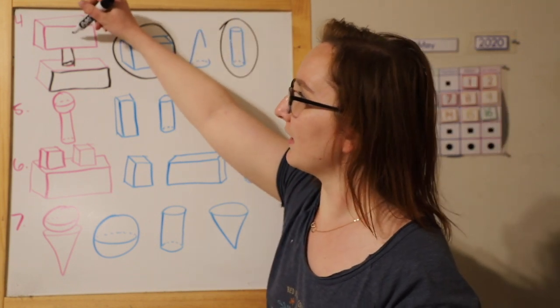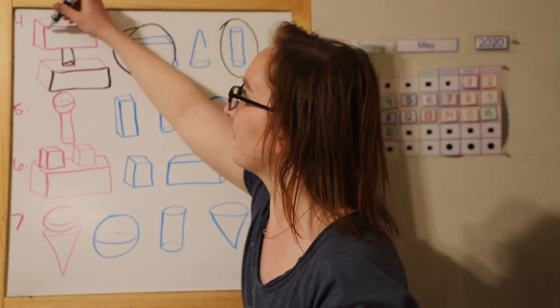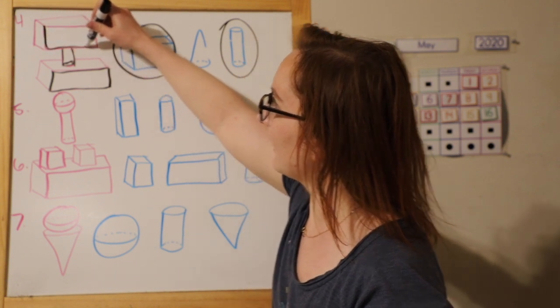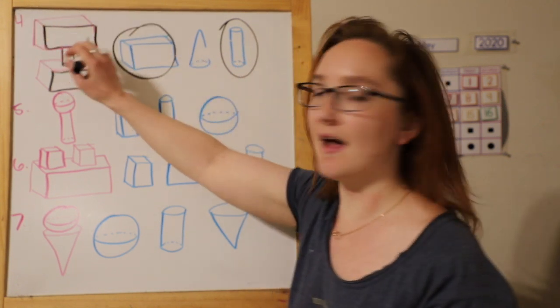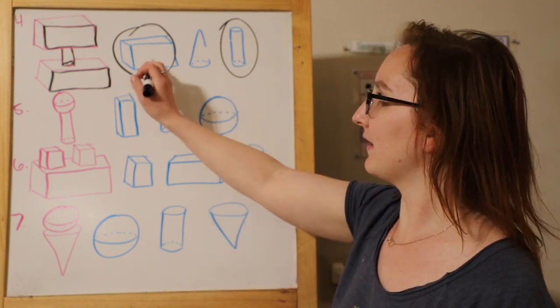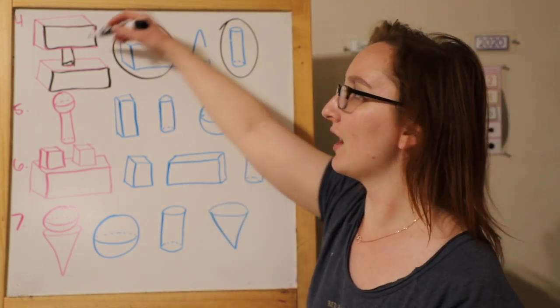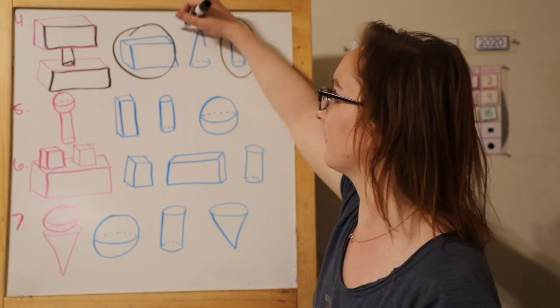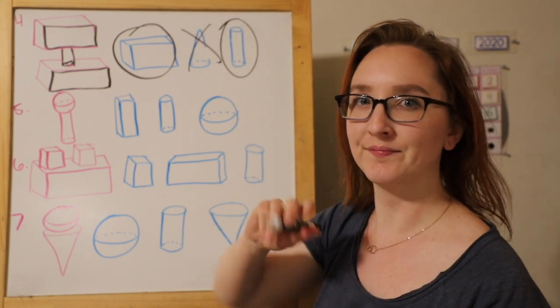And then my very top shape, I'm going to trace that face again, and I have a rectangle, so that must be my rectangular prism again. So my rectangular prism and my cylinder made up this composite shape. I'm going to cross out my cone.